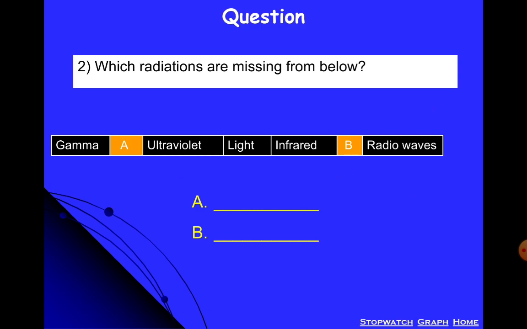Which radiations are missing from below? At A we have, of course, the X-rays. At B we have the microwaves. Remember, you need to know the order from the left to the right or vice versa. First we get the gamma rays, X-rays, ultraviolet, light, infrared, and radio waves.